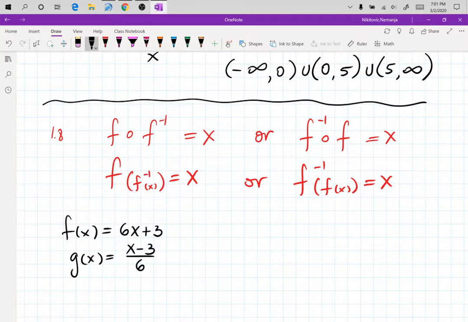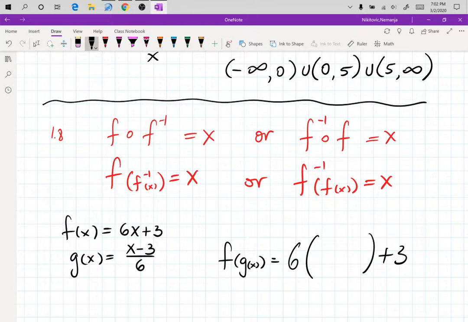So all I need to do is function composition, which is, I believe, 1.7. If the calculation spits out an x as the answer, they are inverses. If we get anything else, you get 2x, you get 5 over x, or x squared, anything else, they are not. So I am going to compute f composed with g, let's say. So f is the main, that's a 6 times g plus 3.